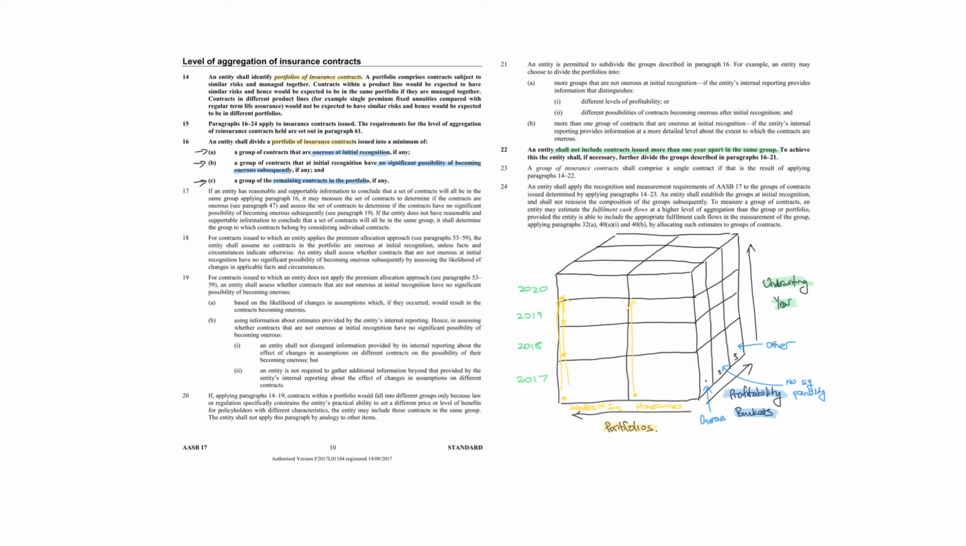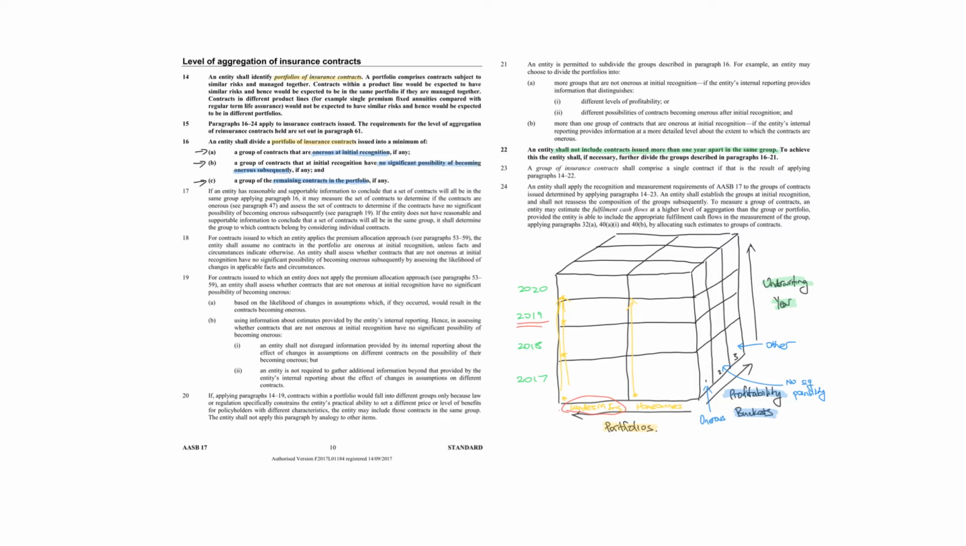So what this standard is trying to do is really look at every single segment of these and decide which ones are actually onerous. So as an example, I could take the 2019 underwriting year for lender's mortgage insurance, and I could say that this one might be onerous.